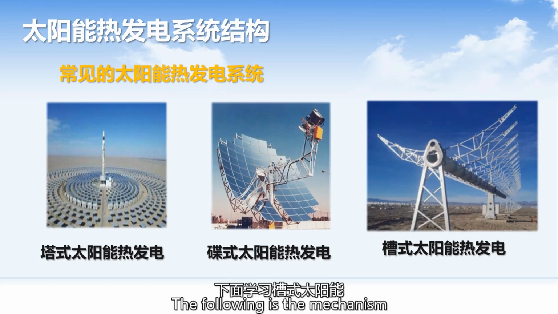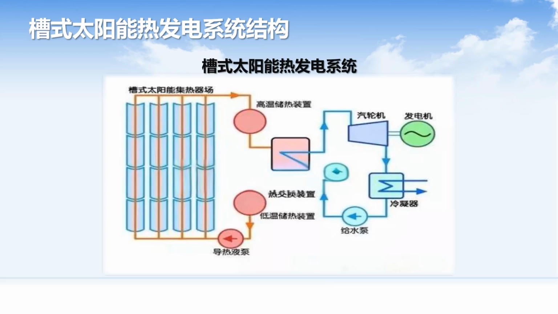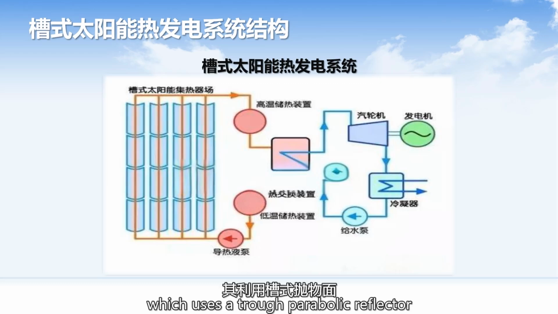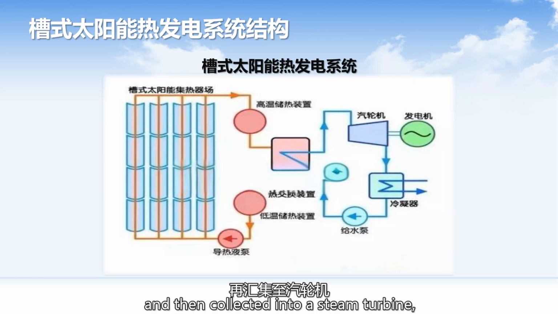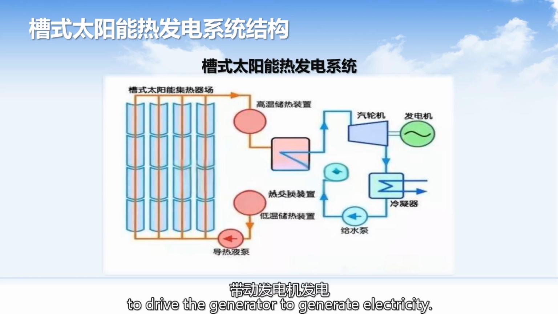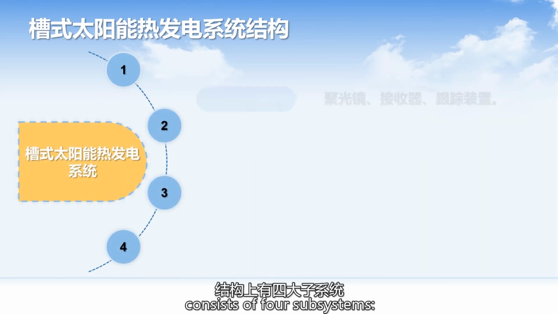The following is the mechanism of a trough solar power generation system, which uses a parabolic reflector to concentrate light and heat the carrier medium in a single dispersed solar focused collector. It is heated into steam and then sent into a steam turbine, which generates power to drive the generator to generate electricity. The structure of the trough solar thermal power system consists of 4 subsystems.